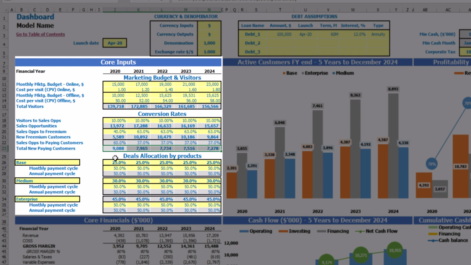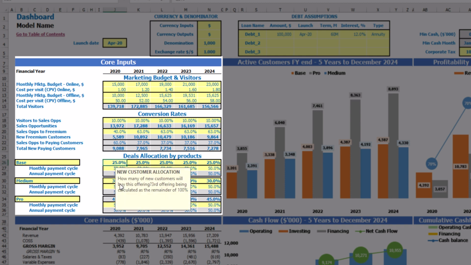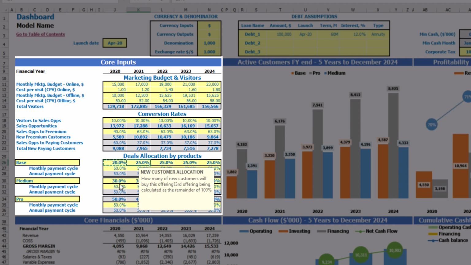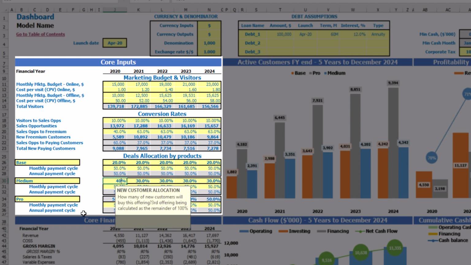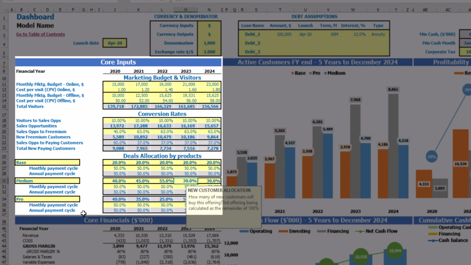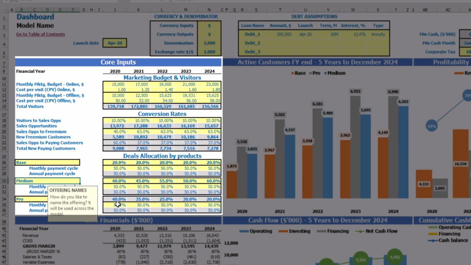The next step is to allocate your new paying customers across 3 offerings. You have up to 3 offerings here, which is base, medium and enterprise by default, which you can adjust. For example, pro here, you can adjust this name and this name as well. And you have allocation by years, which is 25%. We can change it to 20, for example. Medium can be 40, 45, 55, 50 and 60%. And the last part, which is pro, will be 100% minus 20 and minus 40, which is 40%, and this changes across the years as well.